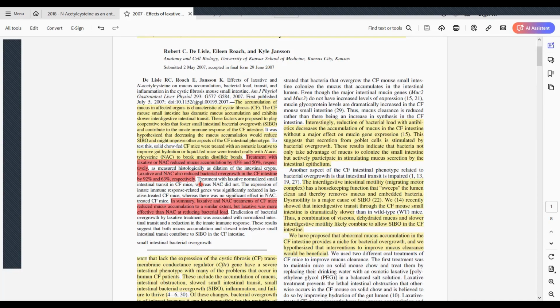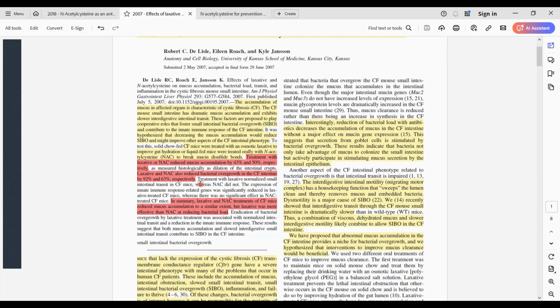And that makes sense, right? Because the laxative is actually causing you to expel things out of the colon, whereas NAC isn't driving that. NAC will kill things, but if you don't also get them out, you're not going to be as effective at clearing them. So in summary, the laxative and NAC treatments of cystic fibrosis mice reduced mucus accumulation similarly, but the laxative was more effective than NAC at reducing bacterial load.